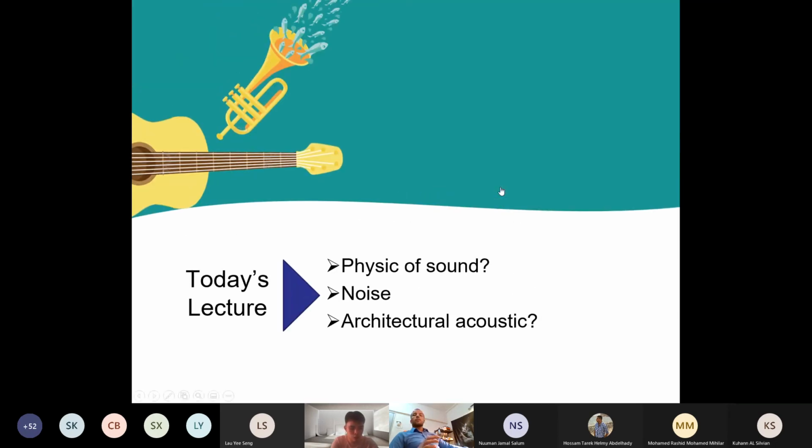So the first slide will explain to you very briefly what is sound. If I ask, for example, Pang, what do you think? What is sound? Yes. Sound is energy, energy transfer through air particles, and the air particle vibration creates sound.